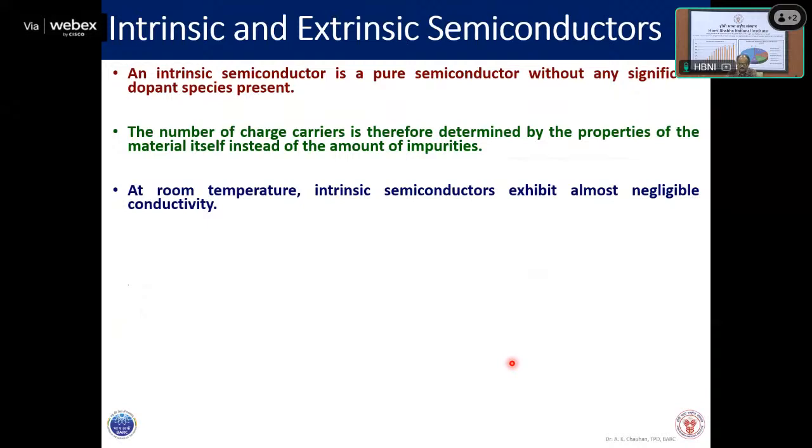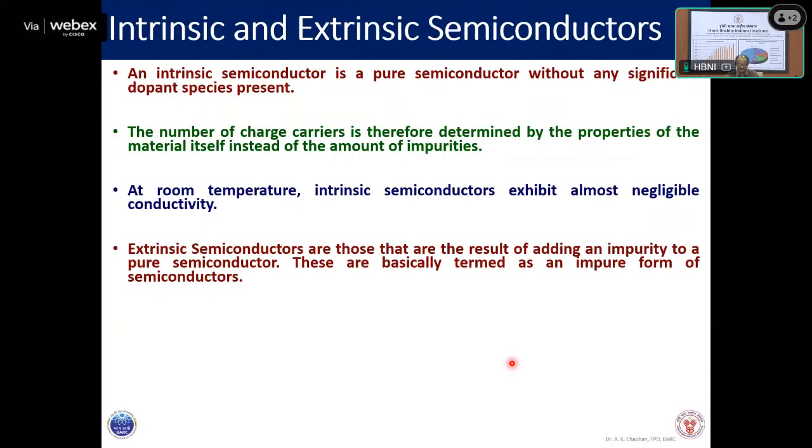At room temperature, the intrinsic semiconductor exhibits almost negligible conductivity, though they have a little bit of conductivity because of the thermal excitation of electrons from the valence band to the conduction band. However, at absolute 0 Kelvin, they will behave like an insulator. This also you just keep in mind.